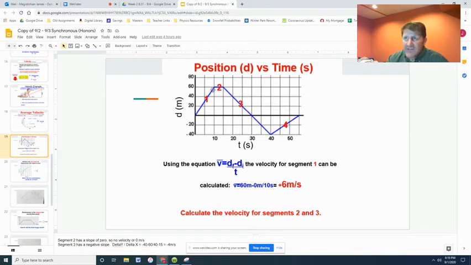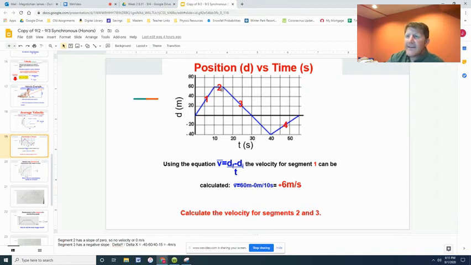And it is a positive 6 meters per second. Okay, so that's the first part of this. Then the important thing to see here is that in the time interval 2 here, you can see that position is not changing. If position is not changing, then velocity is 0. So the change in position is 0. 0 divided by the time is going to give you 0. So there is no velocity here.